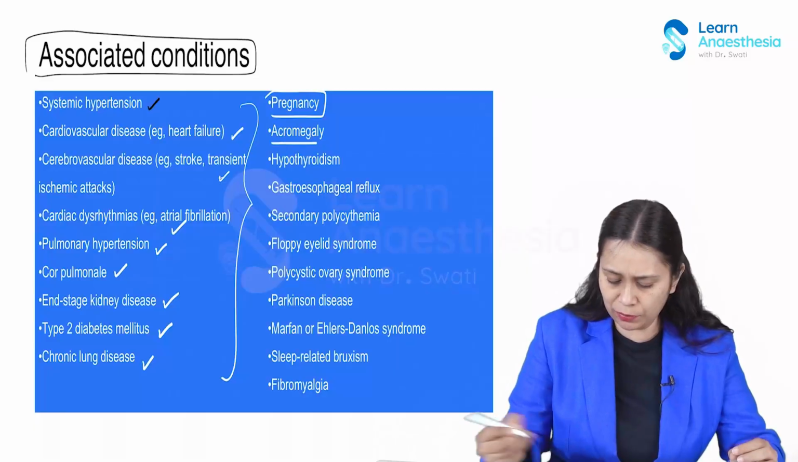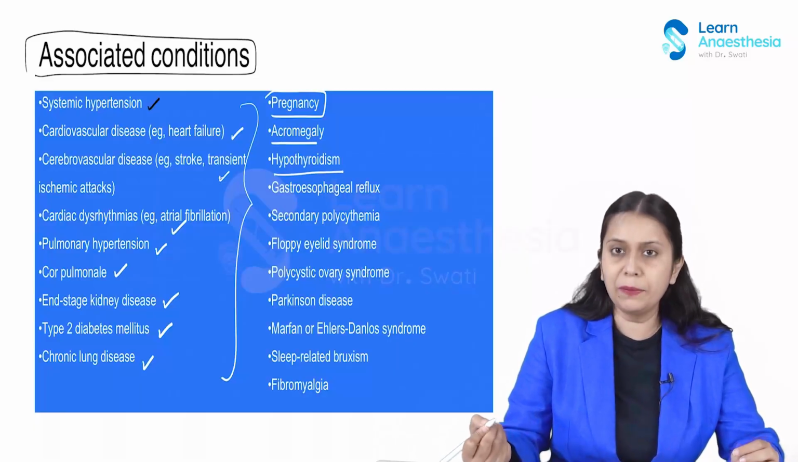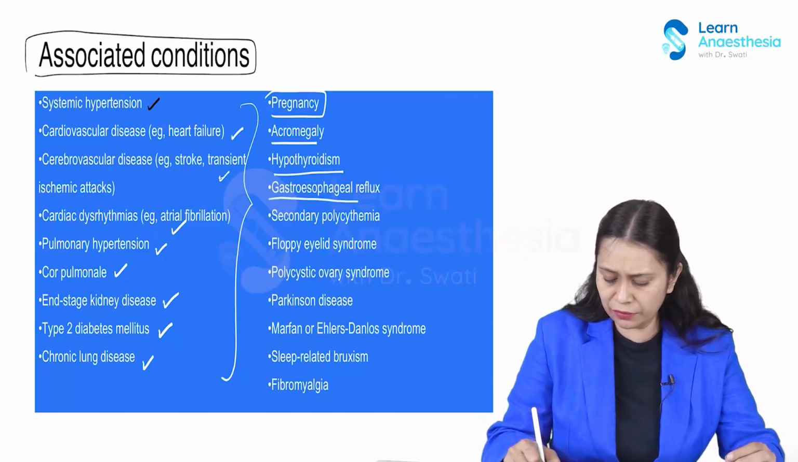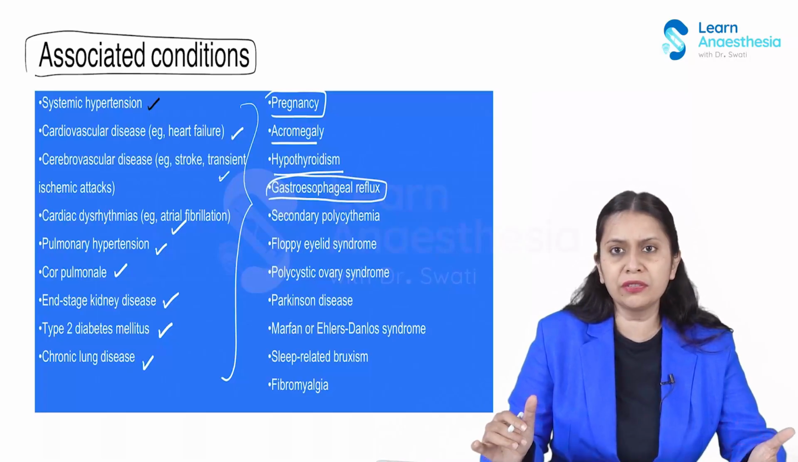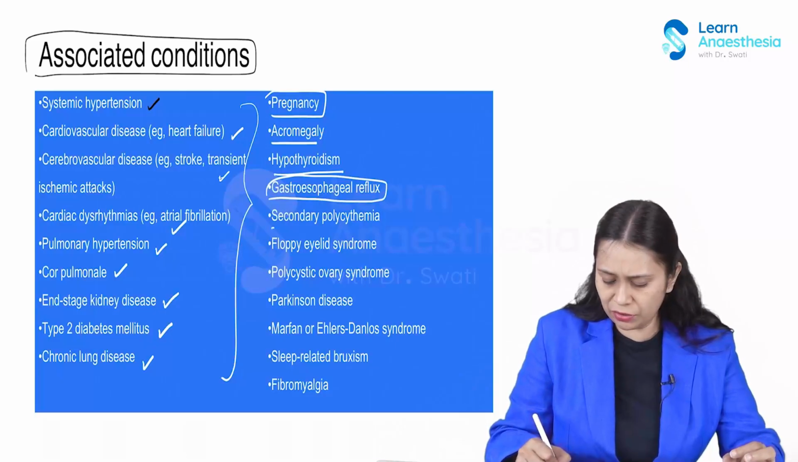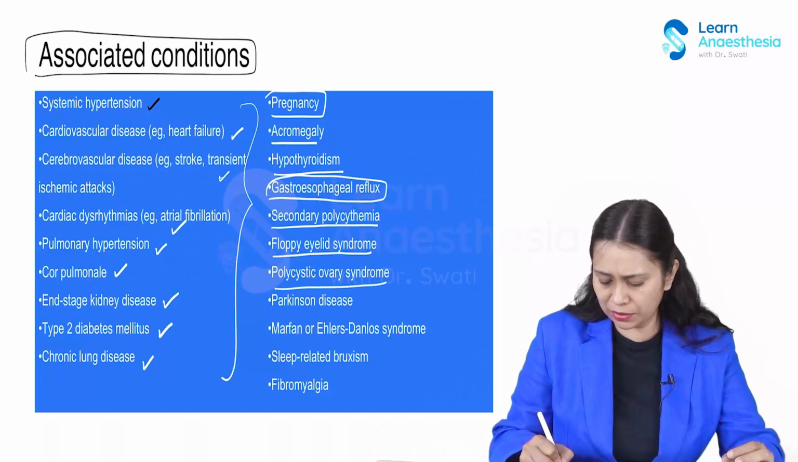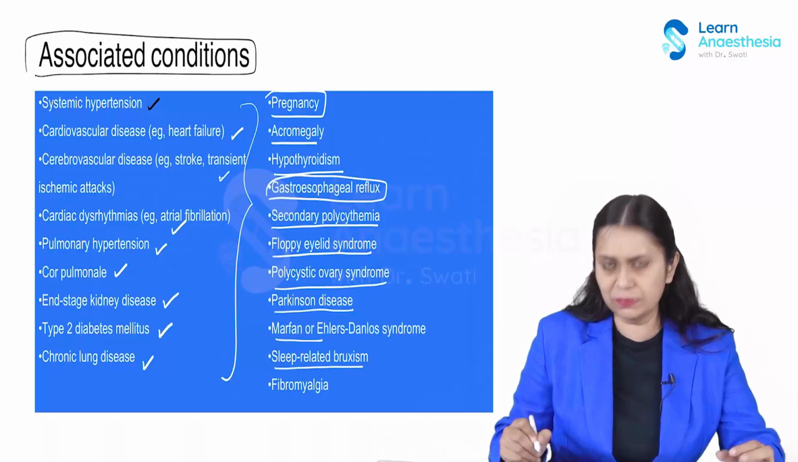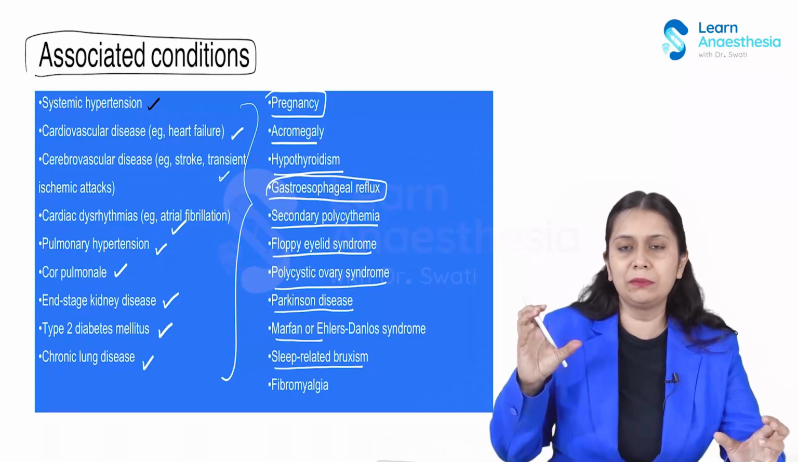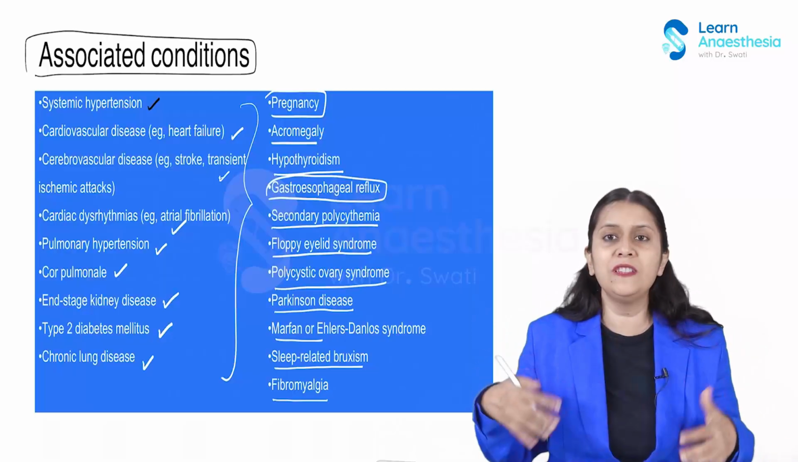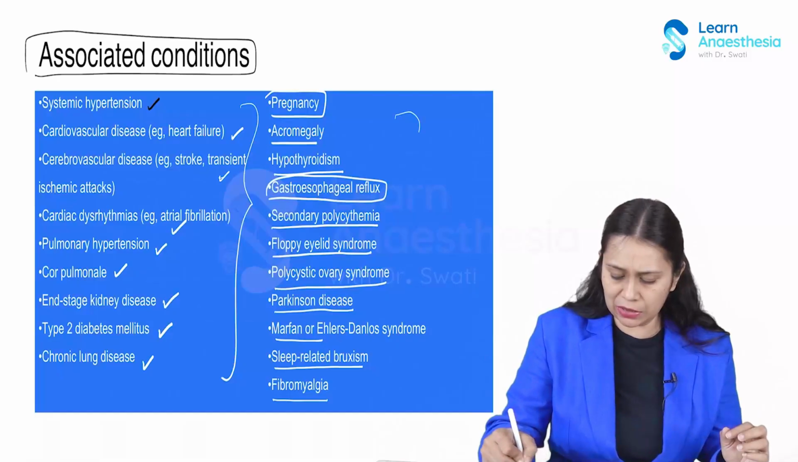Then in patient with acromegaly, hypothyroid patient, what other things can be associated with OSA? Gastrointestinal reflux. If patient has a gastrointestinal reflux, the incidence would increase in patient with OSA. Then secondary polycythemia, floppy eyelid syndrome, polycystic ovarian syndrome, Parkinson disease, Marfan or Ehlers-Danlos syndrome, sleep-related bruxism, like the gritting of the teeth, then fibromyalgia, that is the non-specific body ache. All these are associated conditions.